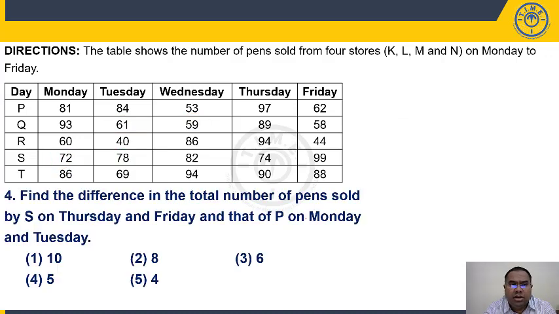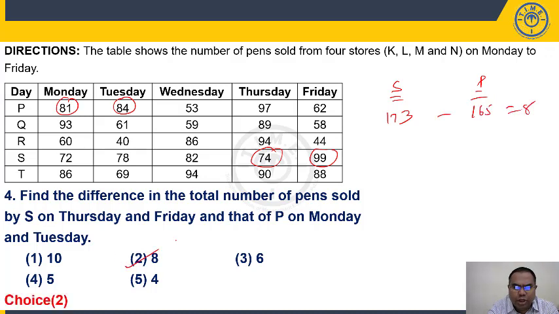Right? Question number 4 on your screen. Find the difference in total number of pens sold by S on Thursday, Friday and P on Monday and Tuesday. S on Thursday, Friday: how much is it? It is easy, 173, right? 74, you add 1 here, it will become 73. 99 plus 100, 100 plus 73 is 173. Then P on Monday, Tuesday is 81 and 84. It's 165. So the difference is 8. 8 is present in choice 2.